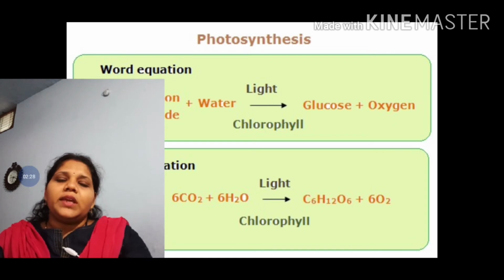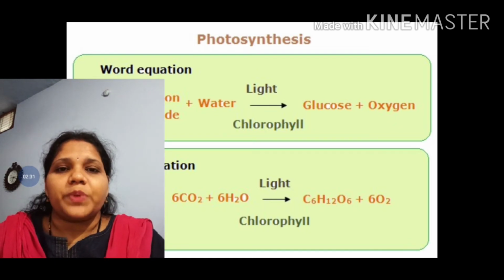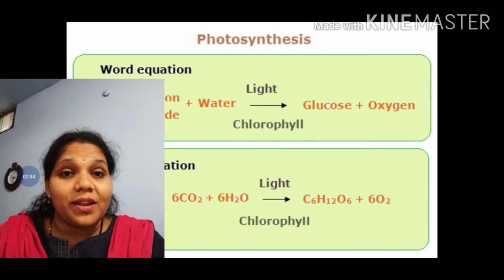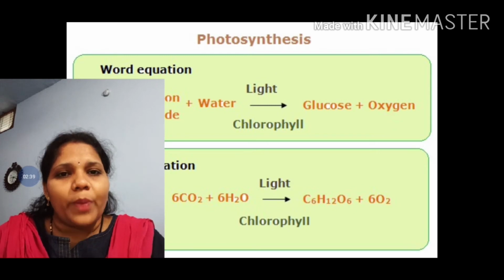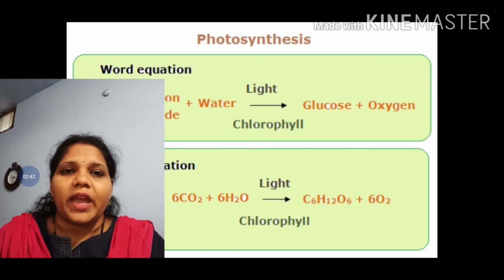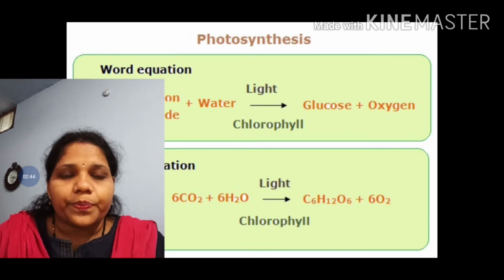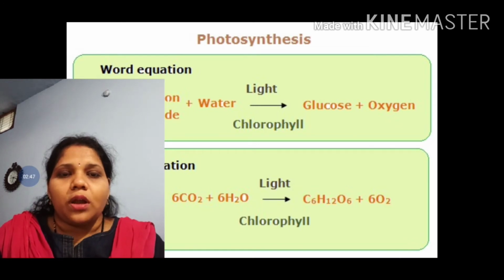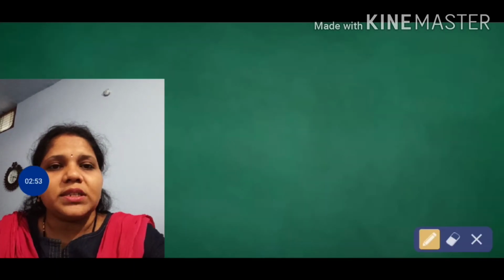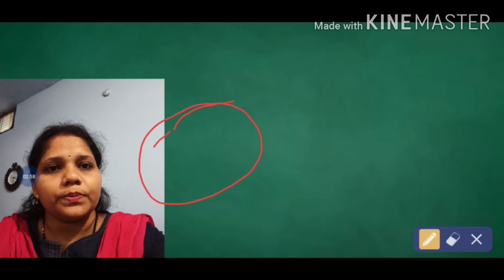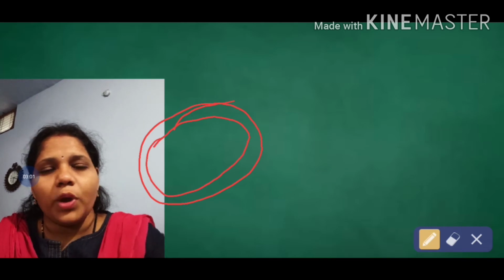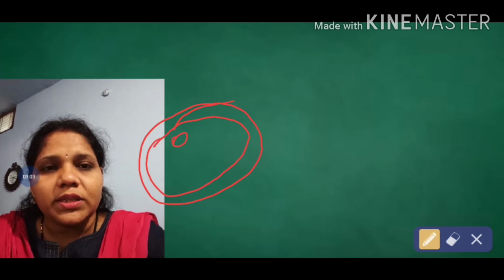Generally, chlorophyll is a green pigment which is present inside the chloroplast. And my dear students, the structure of a chloroplast is very important for your board exam. So mind it and listen carefully to what I am going to teach you. What is the structure of a chloroplast? Generally, the chloroplast is a double layer structure. It has a double layer and it contains disc-like structures inside it.